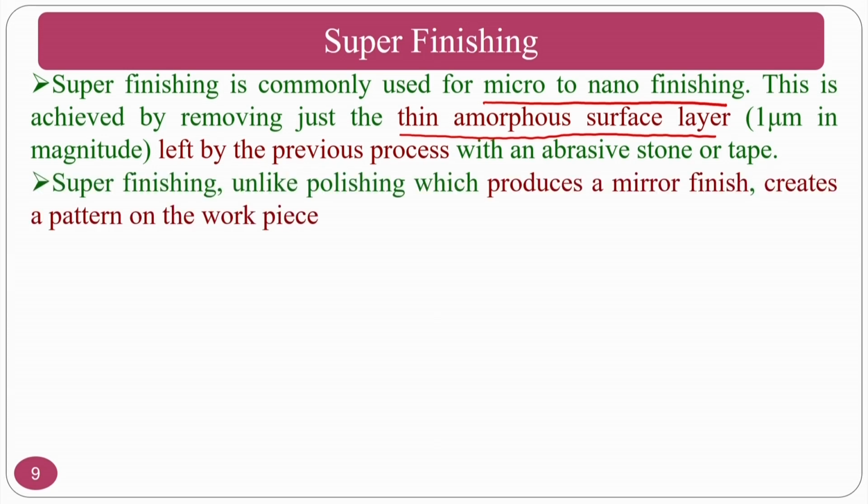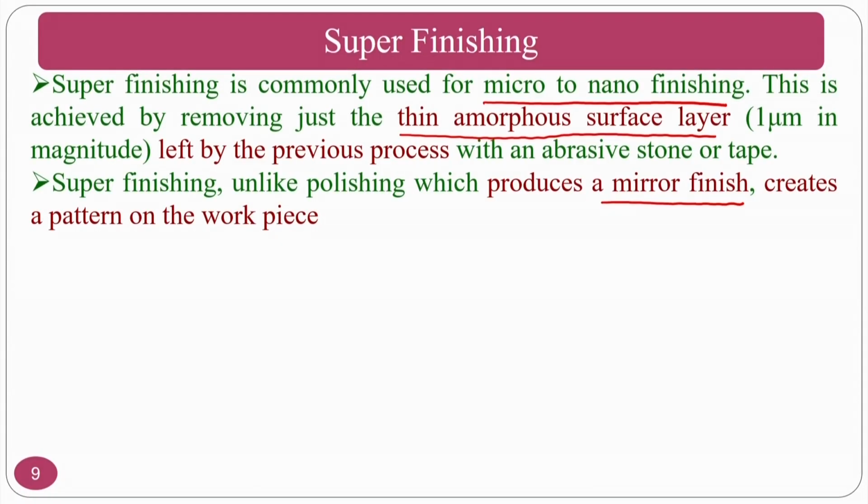Super finishing, unlike polishing which produces mirror finishes, okay. So, this can give the mirror surface finish, that is what I was telling. It can give you nano surface roughnesses and creates a pattern on the workpiece. So, it also creates some texture on the workpiece. That means that it not only gives the mirror surface finish or the nano surface finish, but it can also generate its own lay, that is the predominant direction of surface roughness, and this texture application may be used in many products.